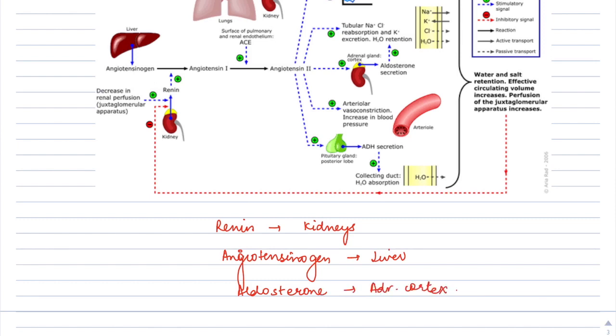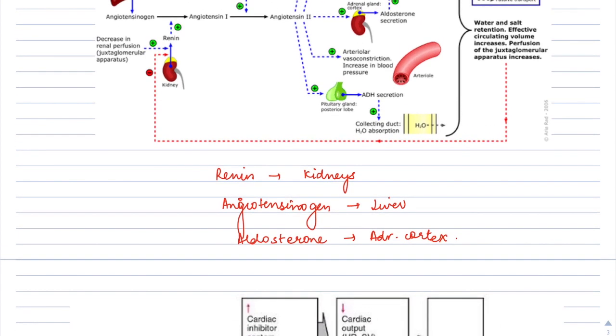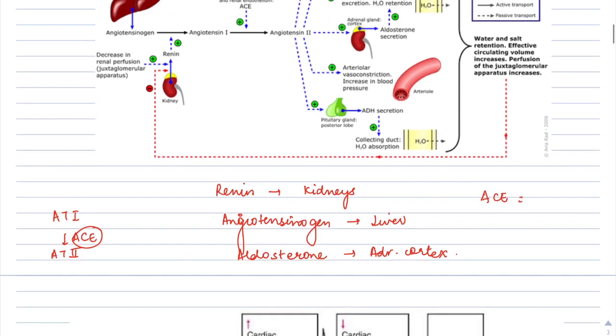There is one enzyme that converts angiotensin 1 to angiotensin 2, that is an important step, that is known as the angiotensin converting enzyme, ACE. Angiotensin converting enzyme is secreted from the pulmonary and renal endotheliums.